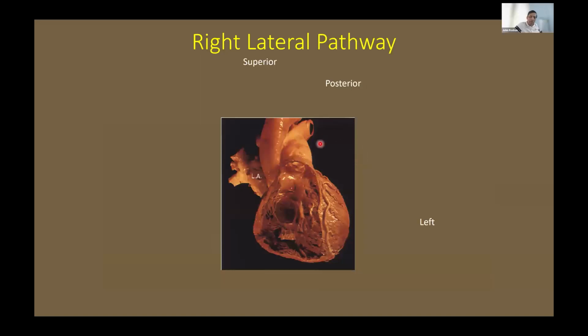Same way, your left-sided leads are going to be located far away from here. So the vast majority of myocardium is going to get activated in this direction. So you'll have this part getting activated early, and then the impulse is going to travel in this direction. Thereby, your leads 1 and AVL are going to record positive deflections. So you'll have a positive deflection in 1 and AVL.